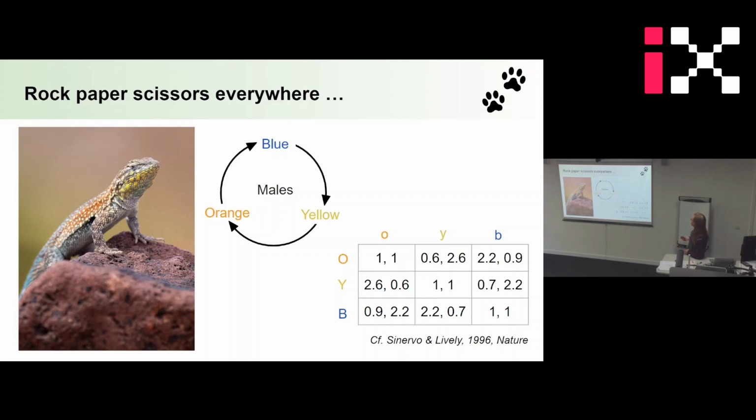The blue ones are not as strong and aggressive as the orange one, but they are more social. So they kind of go together, and because there are more of them, they're able to spot the yellow ones. So basically, the blue strategy beats the yellow one, which beats the orange one, and the orange one beats the blue one. And if you look at the population of males of these lizards, you can write down the payoff matrix for how the game plays, and it's the same kind of matrix you would get for a rock, paper, scissors game. It's just a bit skewed.